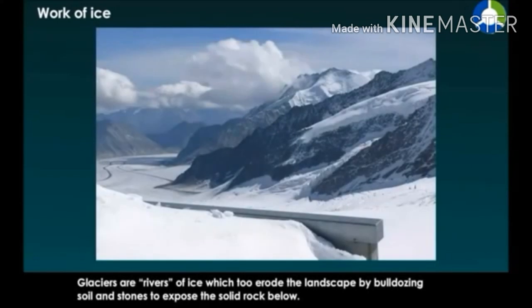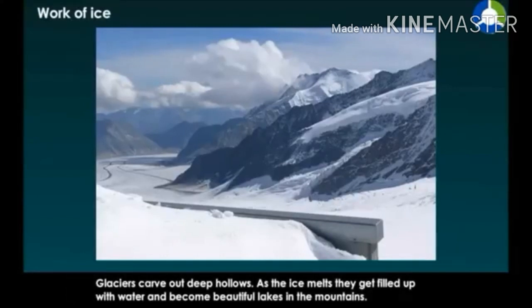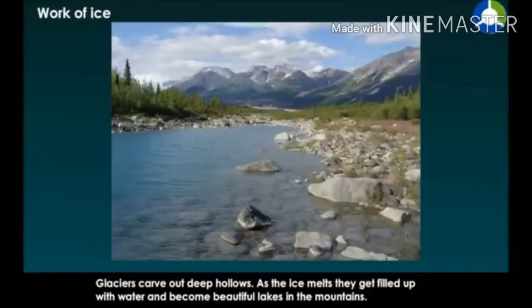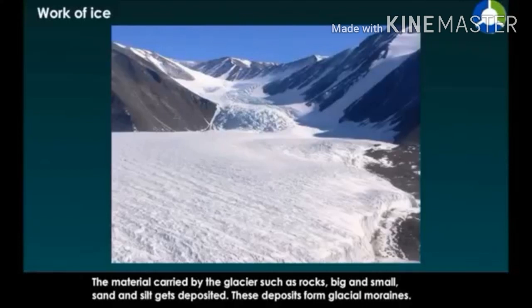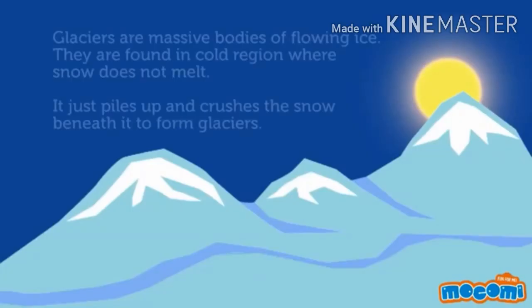Work of ice. Glaciers are rivers of ice which erode the landscape by bulldozing soil and stones to expose the solid rocks below. Glaciers carve out deep hollows. As the ice melts, they get filled up with water and become beautiful lakes in the mountains. The material carried by the glacier, such as rocks, big and small, sand, and silt, gets deposited. These deposits form glacial moraines.